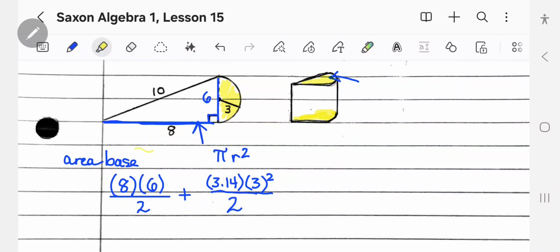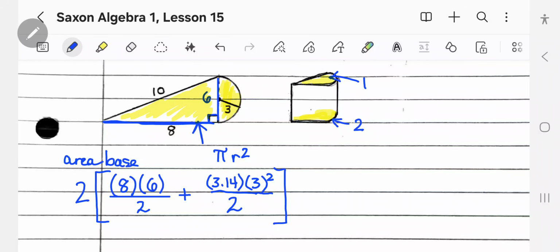Okay, let's make sure we got all our parts. We have this semicircle, and here's our whole circle, but divided into 2 makes it a semicircle. And then we have this triangle, which is base times height divided by 2. Okay, so now we take those, and then we're going to double it. Let me use some brackets here. Why are we doubling it? Well, because we have this base up top, and we have this base down to the bottom.